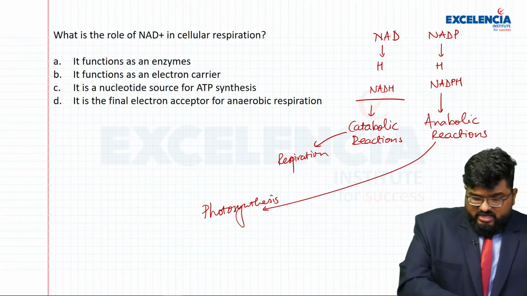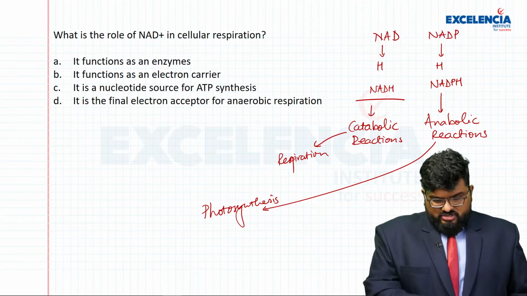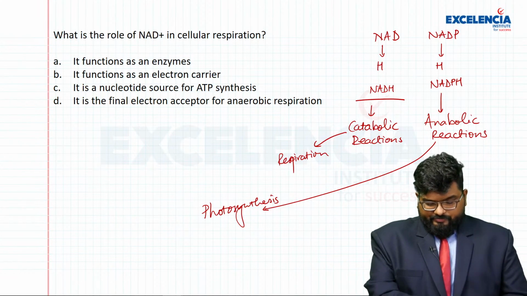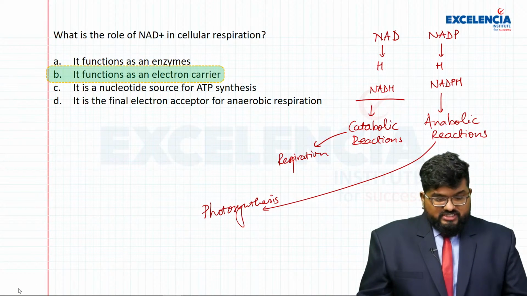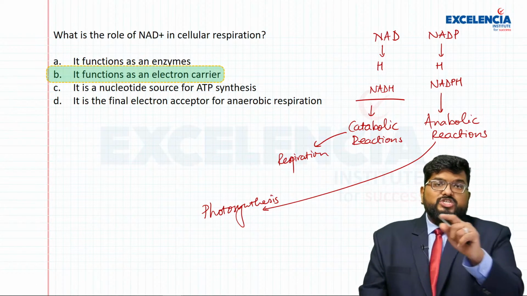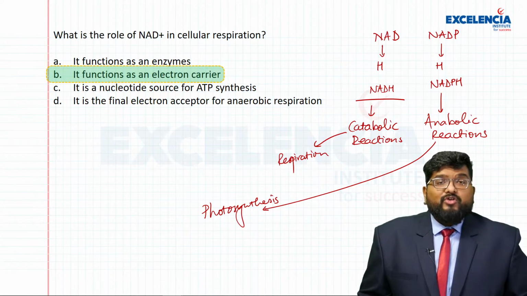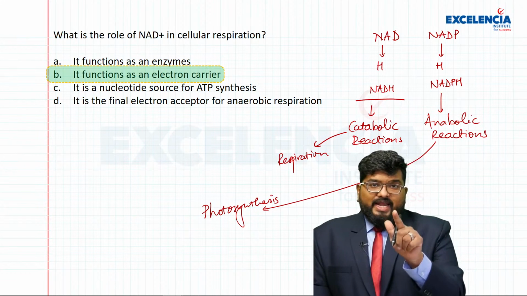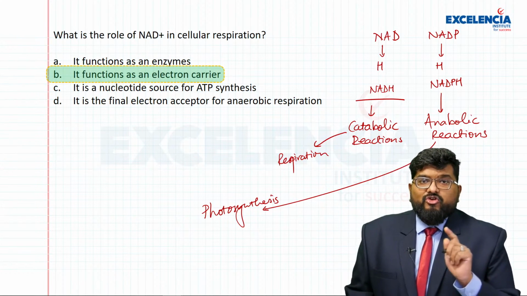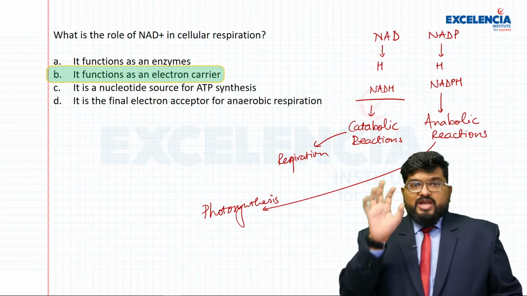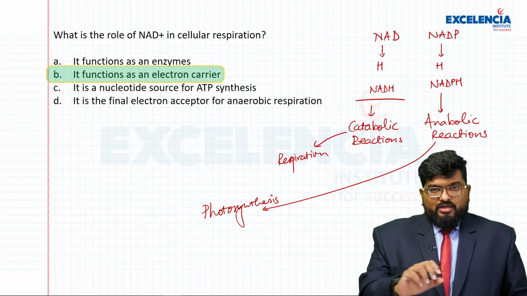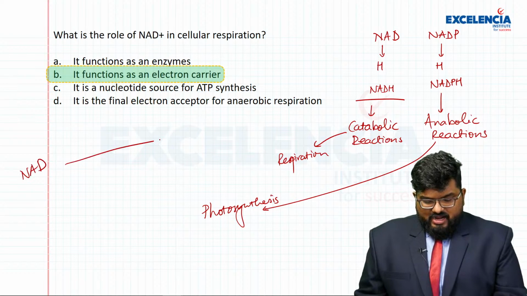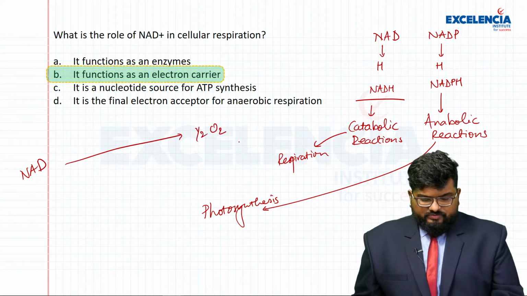What is the role of NAD plus in cellular respiration? It functions as an enzyme? No. It basically functions as an electron carrier. We were just discussing oxidative phosphorylation or terminal oxidation or electron transport chain. So NAD is one of the electron carriers that is present on the inner mitochondrial membrane. The electron transport chain begins with NAD and ends with oxygen.